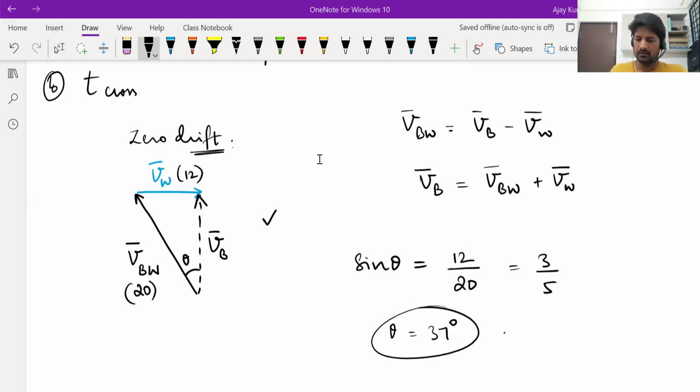Is this approach clear to all of you? How we solved this? We want the effective velocity of the boat to be in the y direction, and you had to find out the angle that VBW must make with the y-axis.